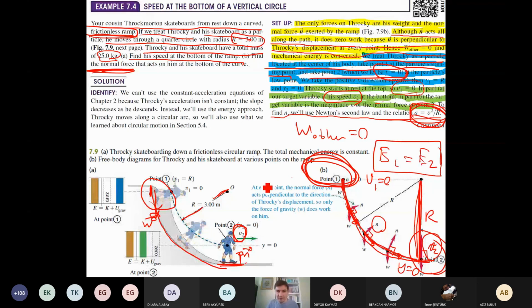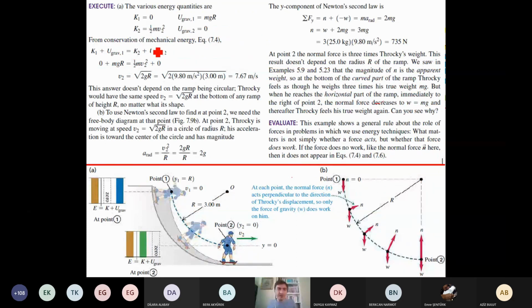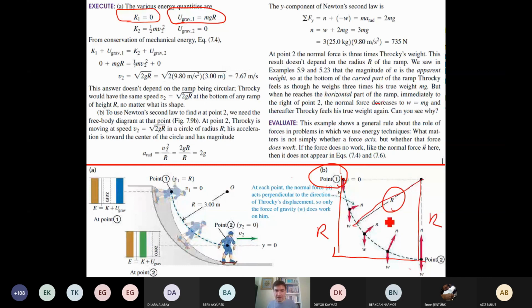So now let me clean this part and complete the solution. Kinetic energy at point 1. It is at rest, it is 0. Gravitational potential energy at point 1. Here, the height is r, okay, because the radius of this circle is r, then y1 is equal to r, then gravitational potential energy is mgr. So what about the kinetic energy at point 2? Kinetic energy is given by 1/2 m v2 squared, and the gravitational potential energy here is 0 because I have chosen that this is 0, okay, origin.